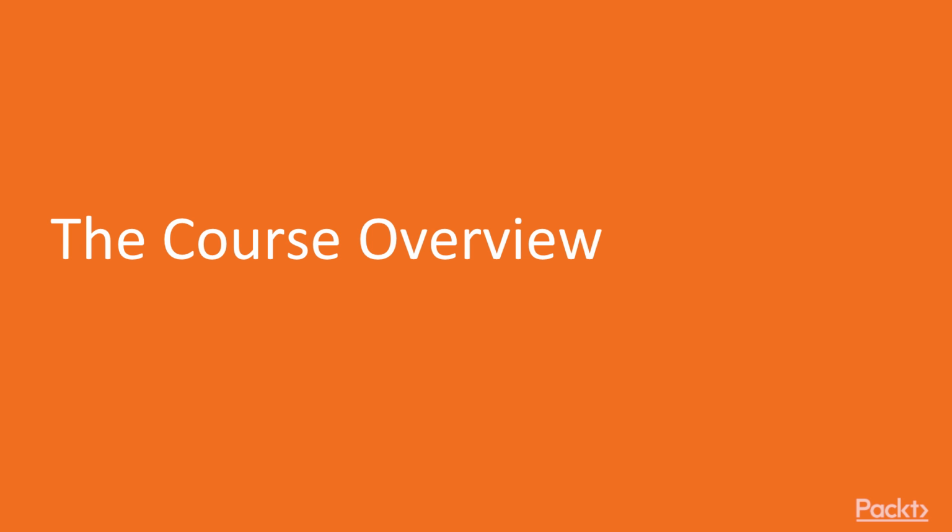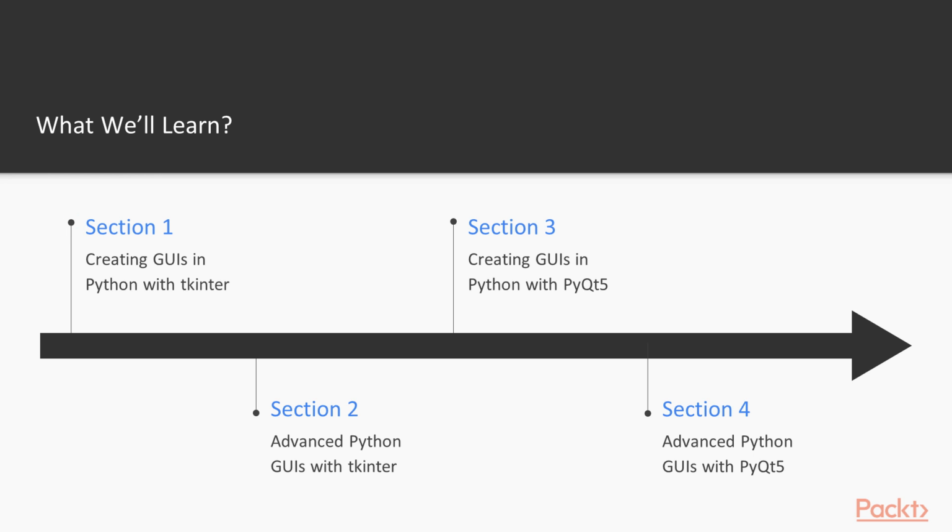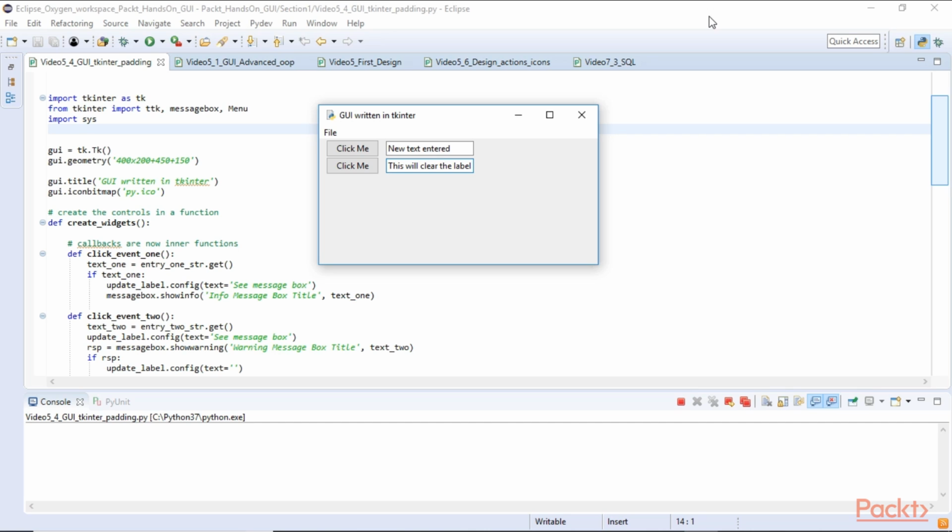This video overview will give you a glimpse of the entire course, and I will show you an example from each of the 4 sections. In section 1, we'll be creating GUIs written in Python. We'll start by using the tkinter built-in framework that ships with Python. So this is an example. We start as simple as possible, and then we get more advanced.